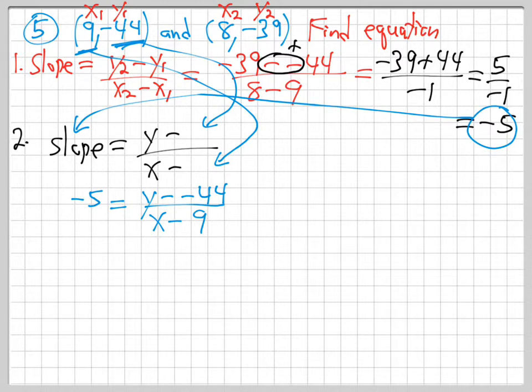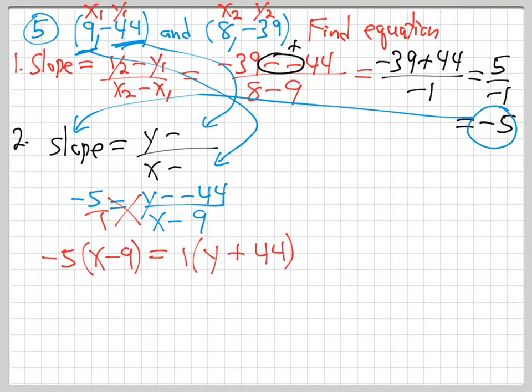And now what do we do when we have a fraction equal to a whole number? Put it over 1 and cross multiply. Diagonal, diagonal, that's right. So we get minus 5 times x minus 9 equals 1 times y plus 44. Write that double negative there. And then we'll distribute.